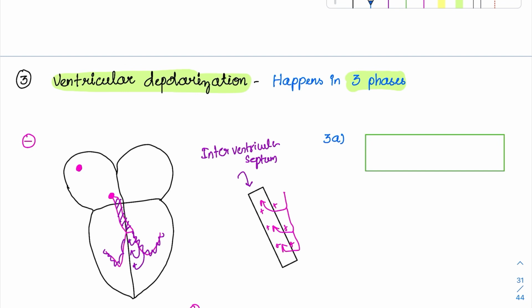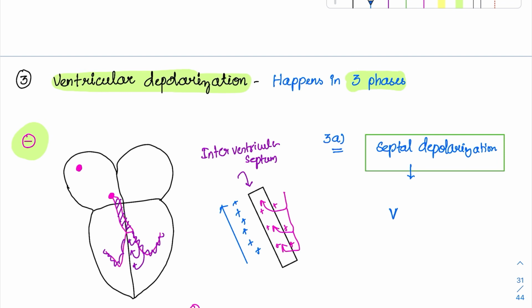Now what is happening? The positive ions are moving in which direction? The positive ions are going like this. What is the potential we have in this direction? We have the negative. So positive ions are going towards the negative. What is going to be the deflection? The deflection is going to be negative because it is moving in the opposite direction. So the first phase, 3A, ventricular depolarization, starting phase, is septal depolarization. The entire ventricular depolarization does not happen in one go. And it is giving a negative deflection.